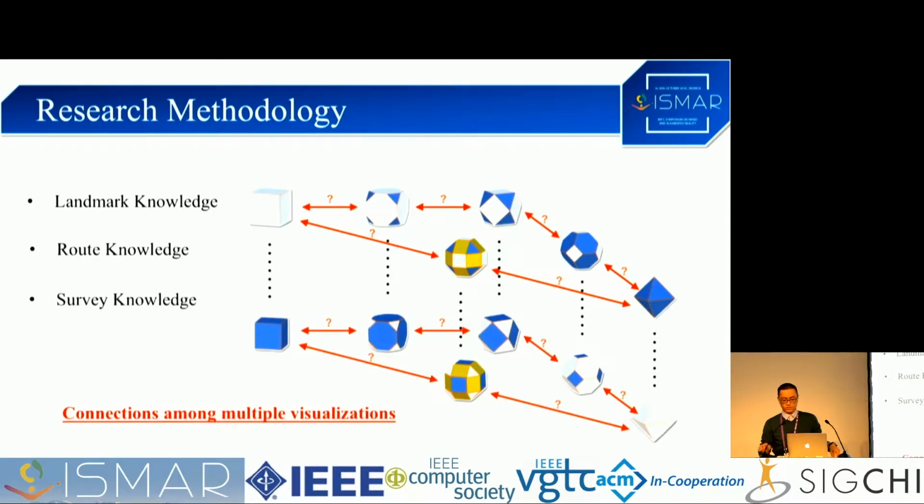And finally, we have the survey knowledge, which basically involves the comprehension of the entire landscape. And that is how users are able to find out the potential connections between the multiple visualizations.